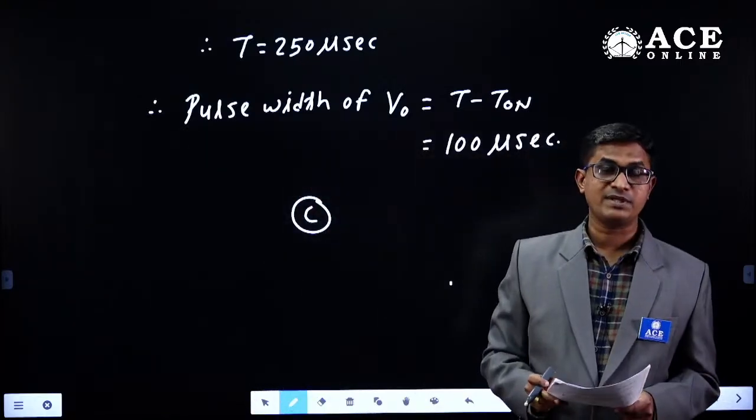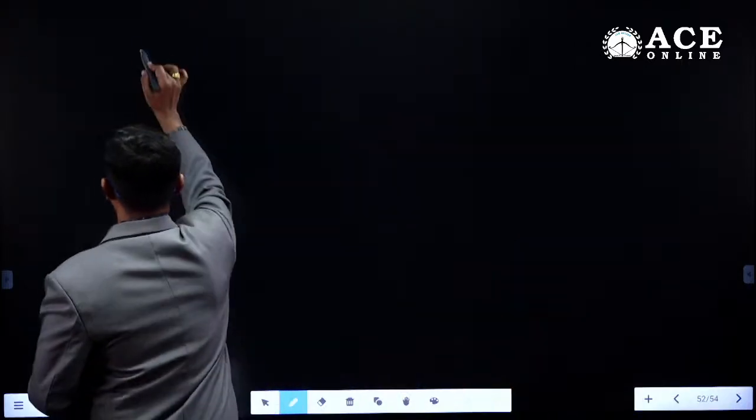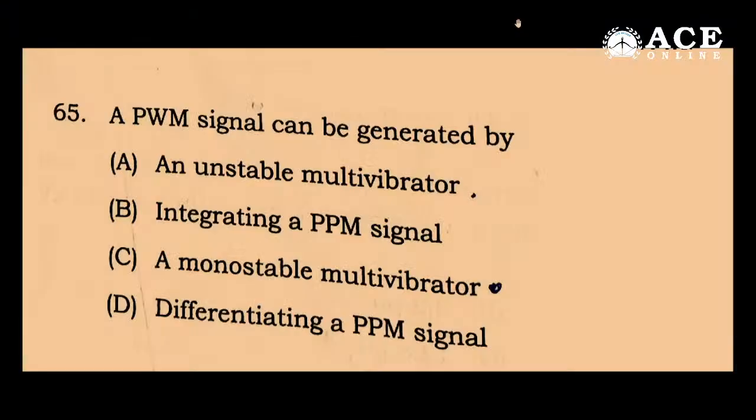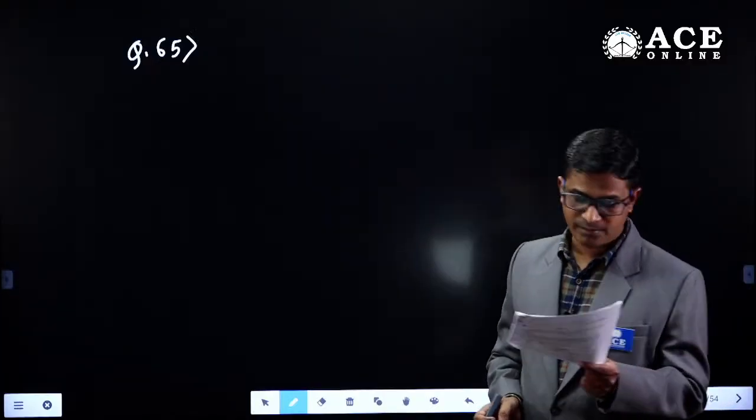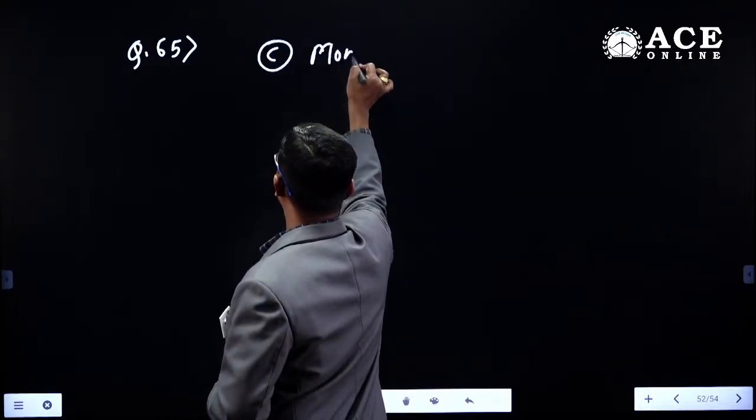Next, question number 65. A theory question. A PWM signal, pulse width modulated signal, can be generated by an astable multivibrator, integrating a PPM signal, a monostable multivibrator, or differentiating a PPM signal. So a PWM signal is generated by a monostable multivibrator. Option C is the correct option.